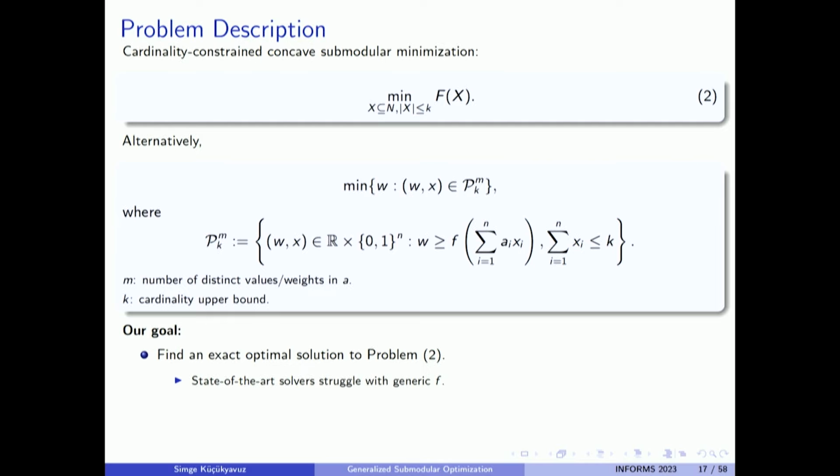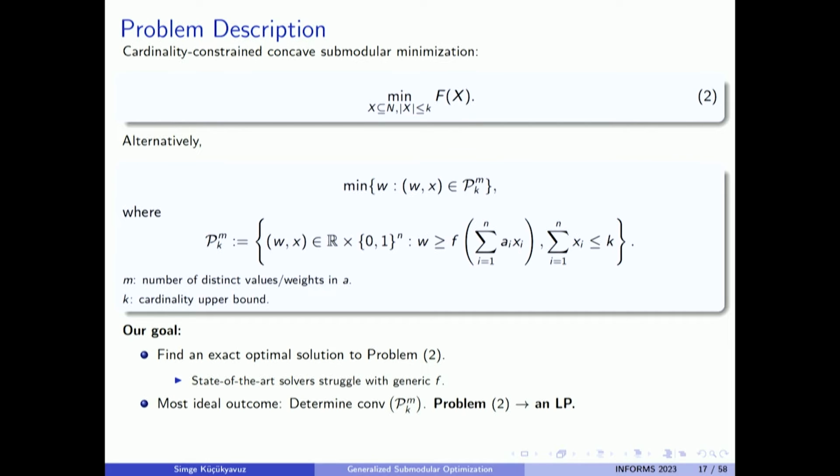Again, our goal is to find an exact optimal solution to this problem, and the state-of-the-art solvers struggle with generic f. So I didn't necessarily define f. In the portfolio example, this was a square root function, but in general, it could be any concave function. And with such a function, with binary variables and continuous variables, the state-of-the-art solvers do not necessarily handle these problems well at the moment.